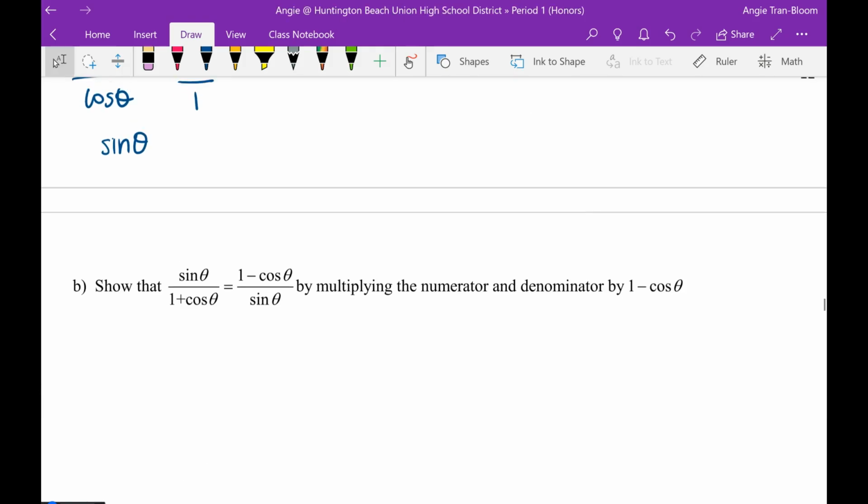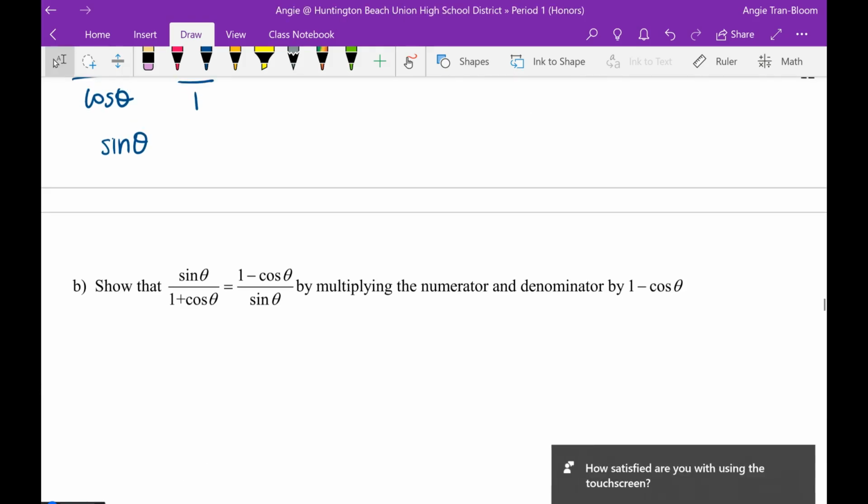All right, B, another trick here. Show that sine of theta divided by 1 over 1 plus cosine of theta is exactly the same as 1 minus cosine of theta over sine. Okay, let me give you a hint here. Show that means you're proving.